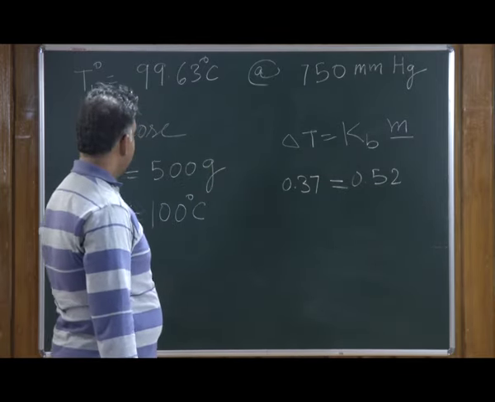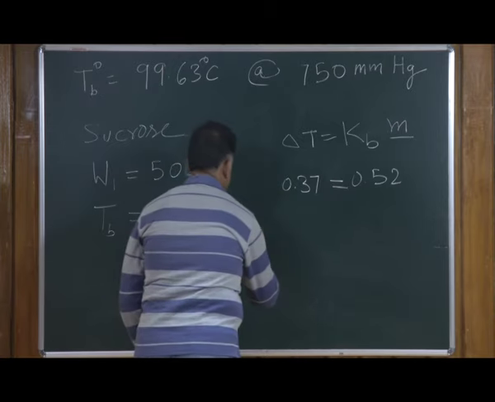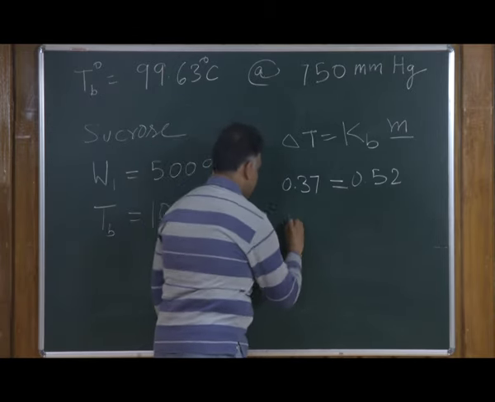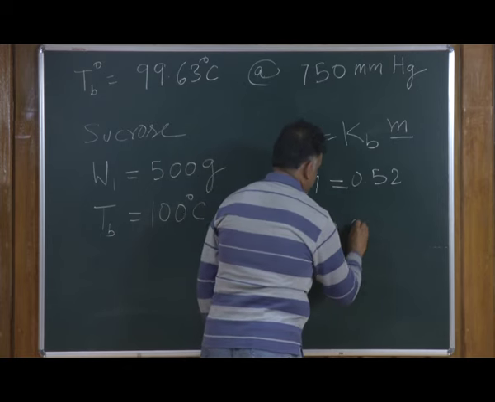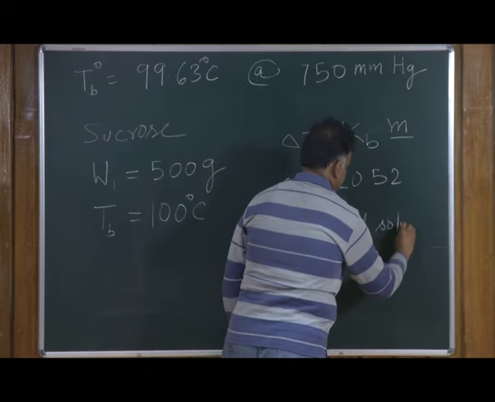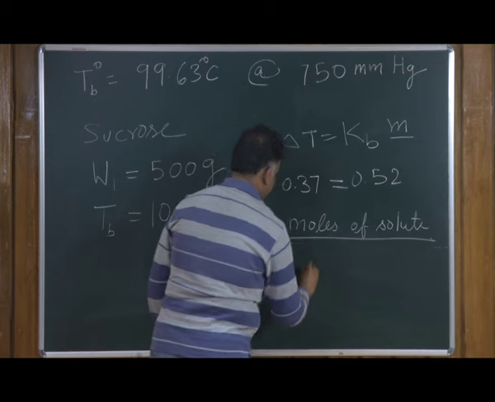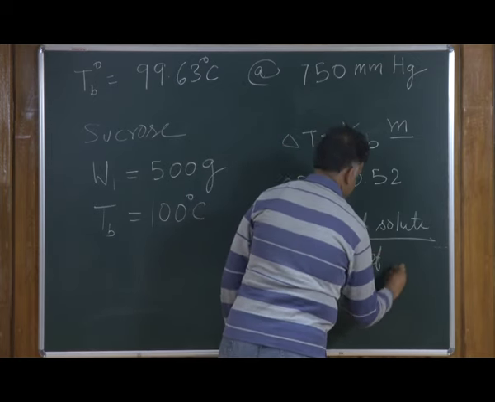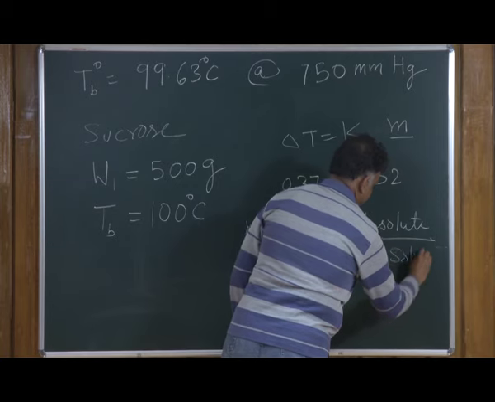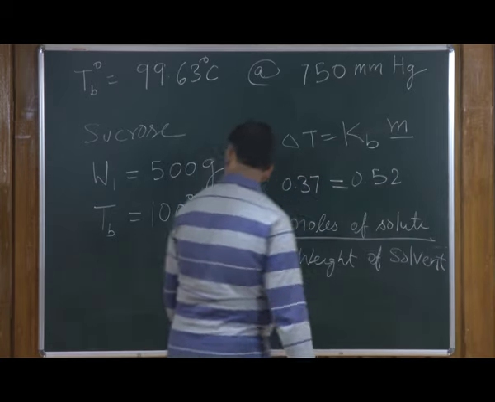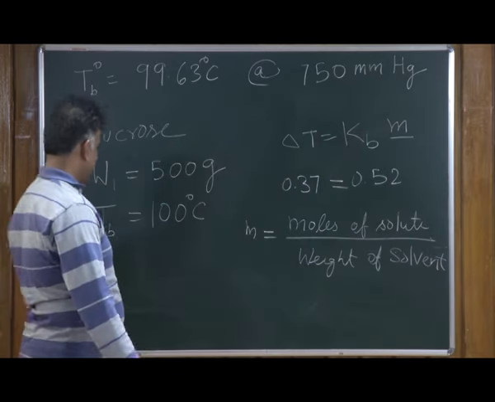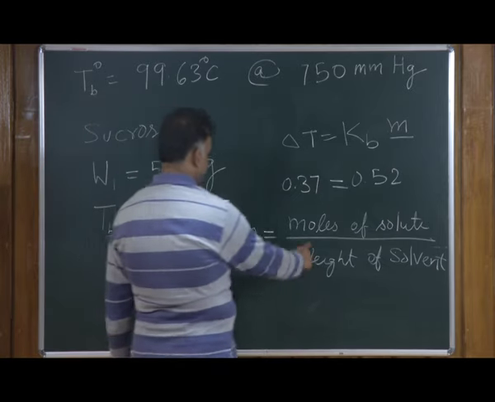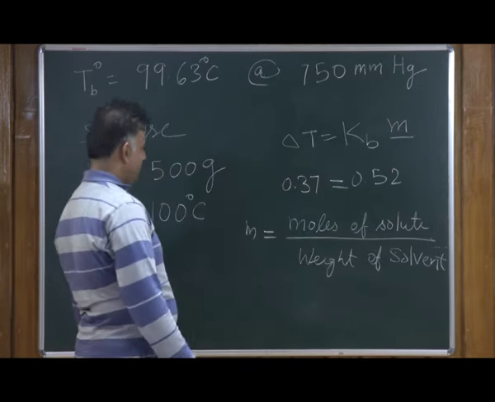So, the definition of molality is, let us go to our ABCD, definition of molality is moles of solute divided by weight of solvent. So, the weight of solvent is given right here, 500 gram, in kg, 0.5 kg, and the moles of solute. So, we need to figure out what is the weight of solute.